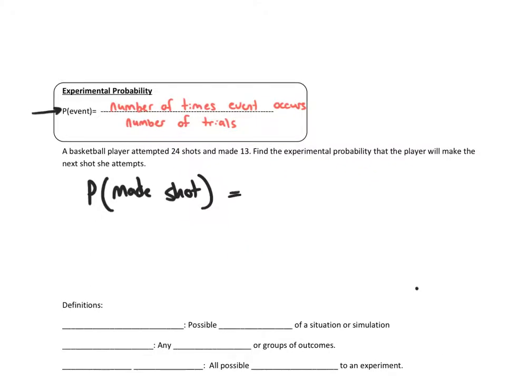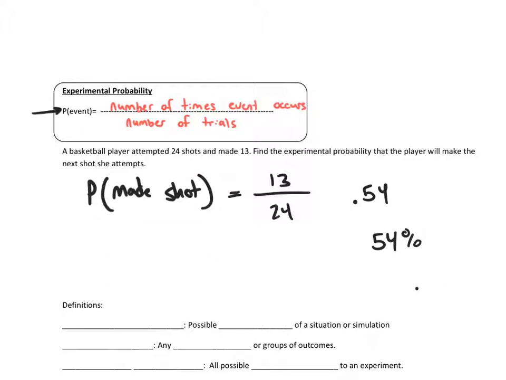So for this one, they'd attempted 24 shots, so that's going to be our denominator, and they had made 13. So the probability that they're going to make the next shot from an experimental probability standpoint is 0.54. And if we multiply that by 100 to turn it into a percent, we're at 54%.